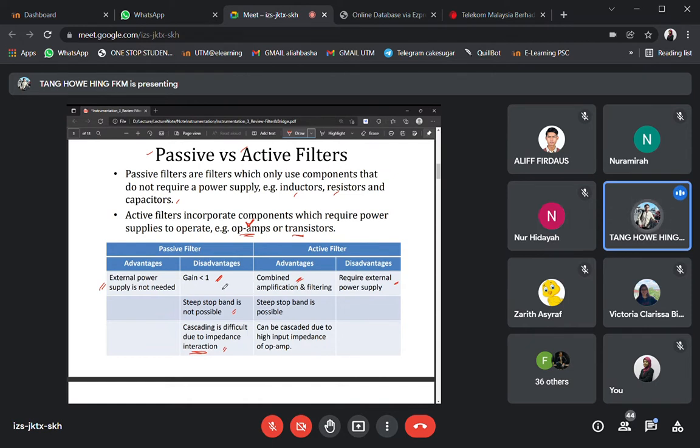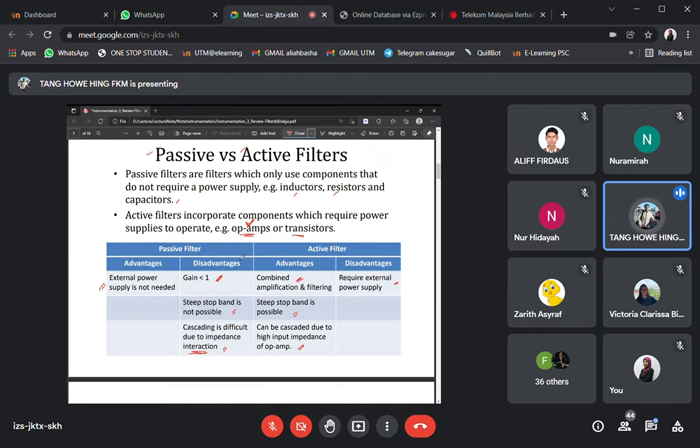Okay, for the passive filter, it cannot amplify. You need to have another amplifier. And then a stop band, very steep is possible. And lastly, it can be cascaded because there is high input impedance at the op-amp. Okay, so there is a difference between the passive and active filters.